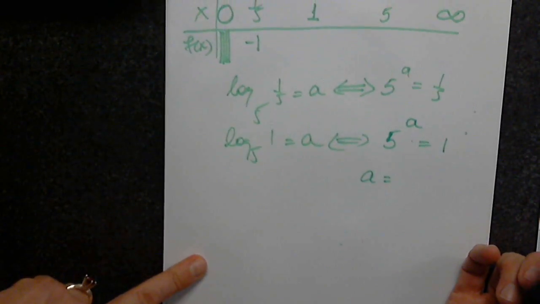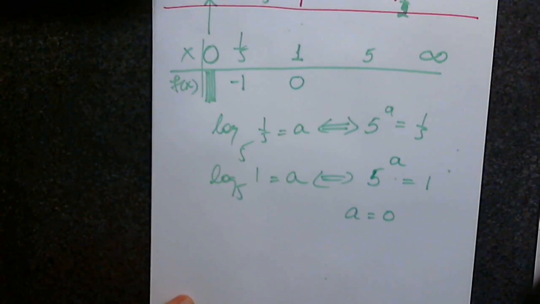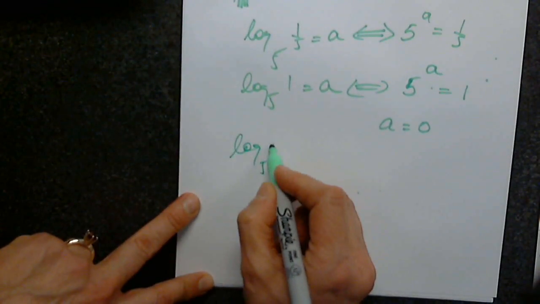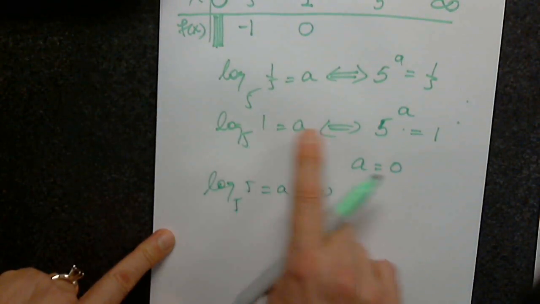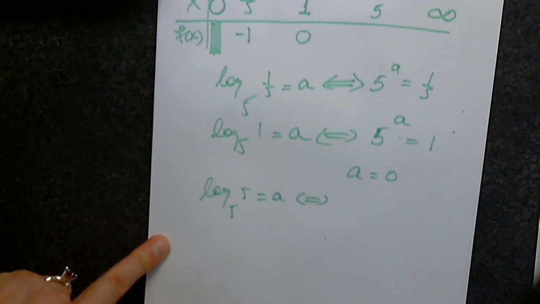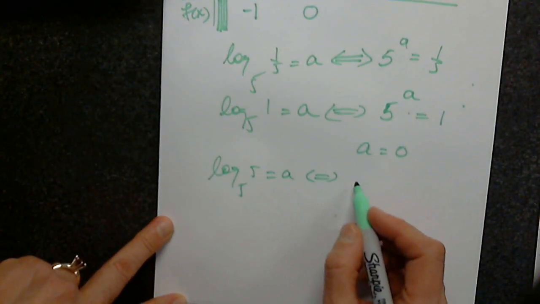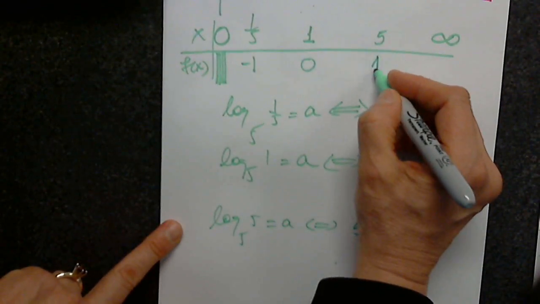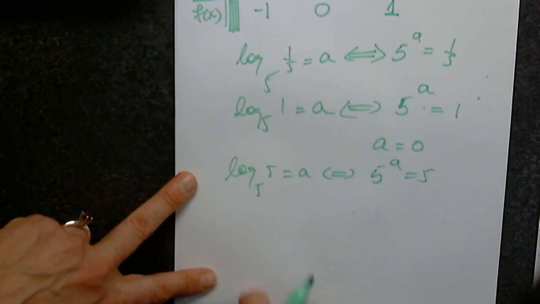0. Good. Now I apply it to 5. Log base 5 of 5 is a. 5 raised to a equals 1, only 0. Only 5 raised to 0 will give us 1. Only 5 raised to negative 1 gives 1/5. Yeah. So now I have 5 raised to a equals 5, so a must be 1. And let's also do 25. What would you say for 25? 5 raised to what power is 25? 2.